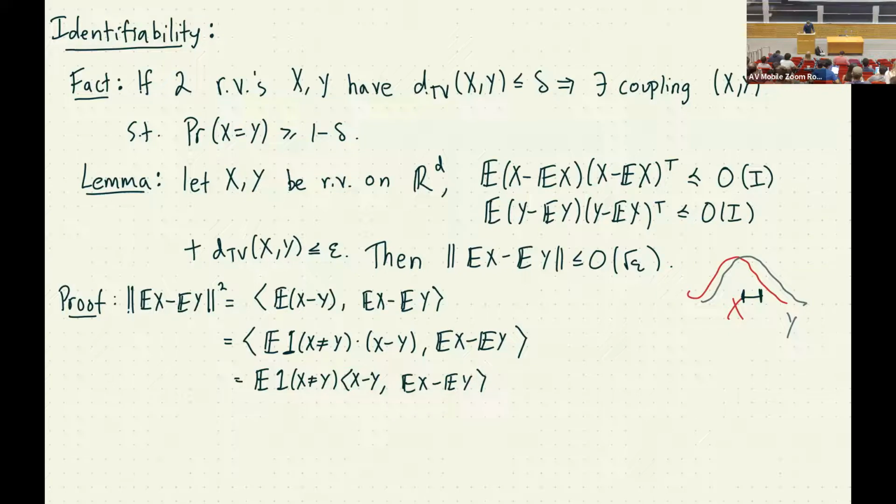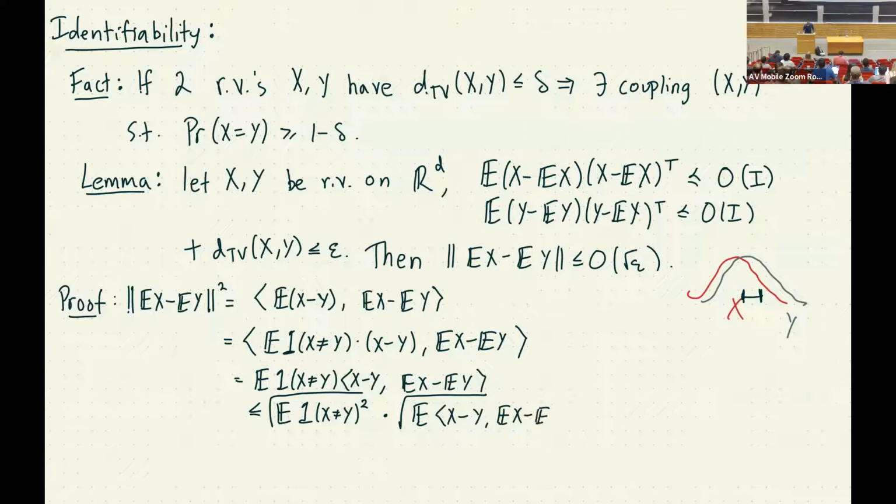Now I'm going to use Cauchy-Schwarz. Expectation of the indicator that the coupling fails, squared, square root, times the square root of the other thing, squared, expectation of X minus Y, expectation X minus expectation Y. Okay, Cauchy-Schwarz. This is the only non-trivial inequality in this proof, and I want you to remember that. Good so far?